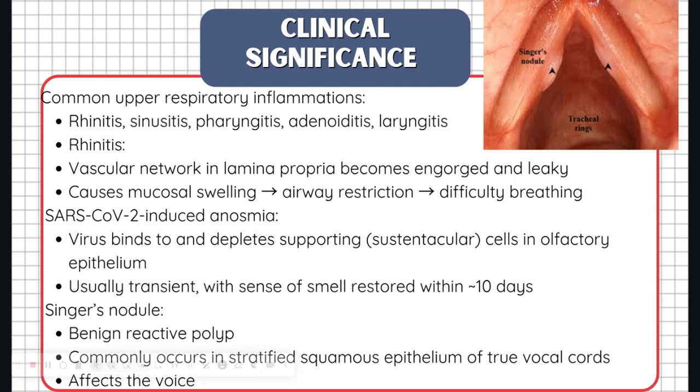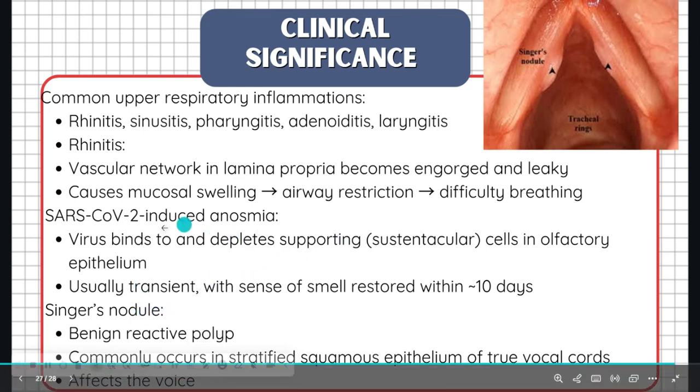That they become swollen. Anytime you see the word itis, I want you to think of something becoming swollen. Okay, airway is going to be restricted, obviously, because something is swollen. Difficulty breathing. Okay, SARS-CoV-2 induced anosmia. The virus binds to and depletes supporting cells in the olfactory epithelium. Epithelial cells stop smelling. For example, that's why people who had COVID lost their sense of smell, because it depletes the surrounding cells. Okay, that's what I need you to know. And usually, it's transient, with sense of smell restored within about 10 days.